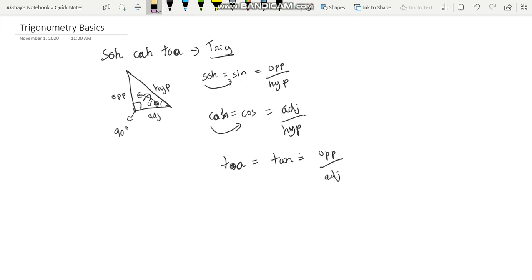Right, just going over one more time. My opposite is the side that's opposite to my angle. My adjacent is the side that's adjacent to my theta. My hypotenuse is, of course, the side that's opposite to my 90-degree angle. There we go. We have our SOHCAHTOA now.